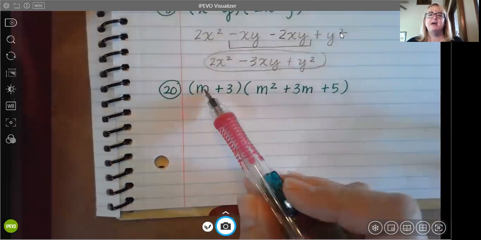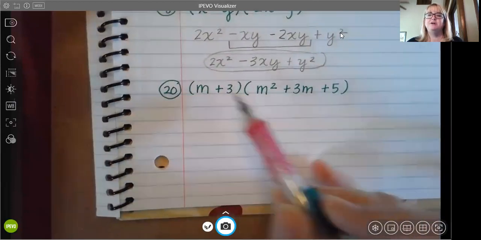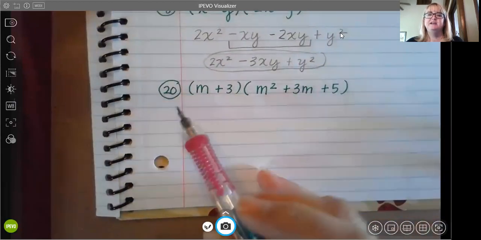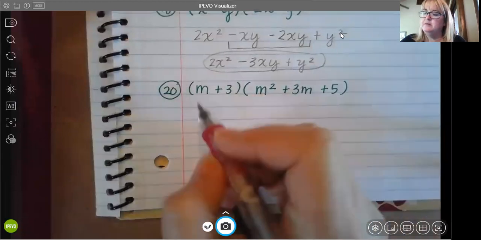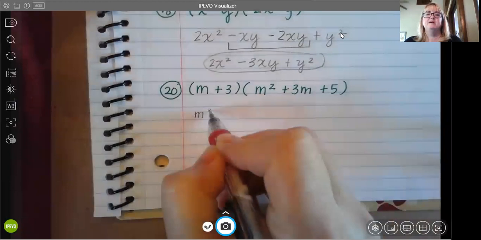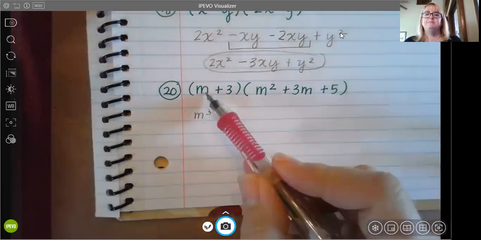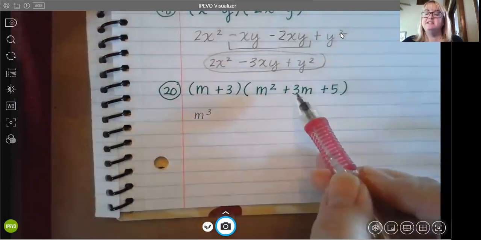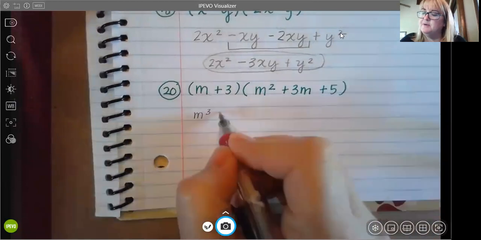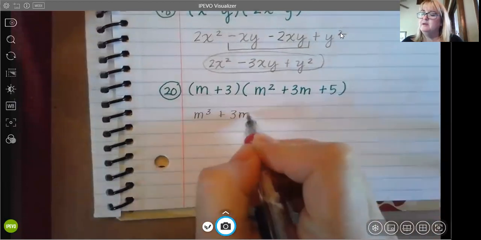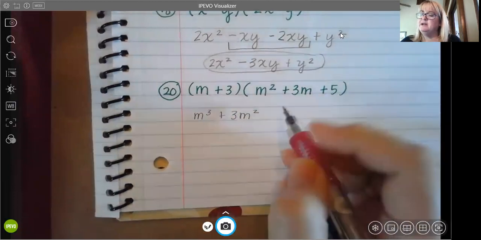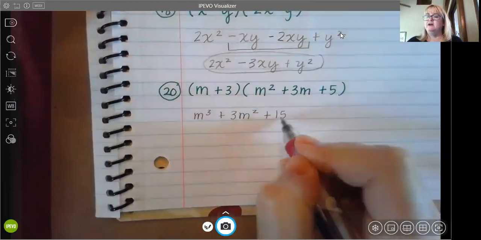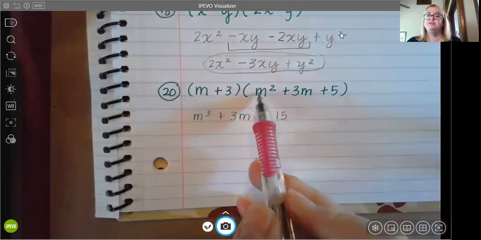All right, so I'm going to do m times all 3 terms first. M times m squared is m cubed. M times positive 3m is positive 3m squared. And then m times 5, they're both positive, would be positive 15. All right, so I've done m times all these terms.